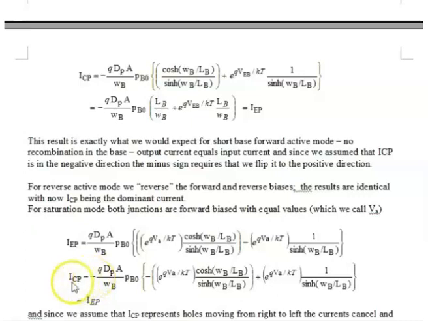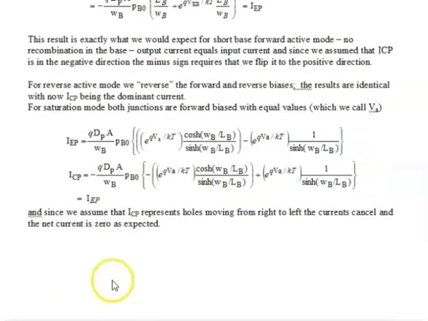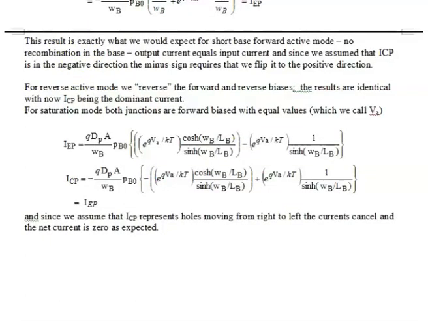And what is the magnitude of IEP, I should say, is equal to the magnitude of ICP, but they are equal and opposite, and therefore the total current is precisely 0, and that is exactly what we would have expected in the saturation mode. Our next topic is going back to the early voltage.